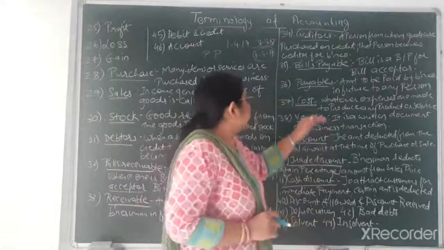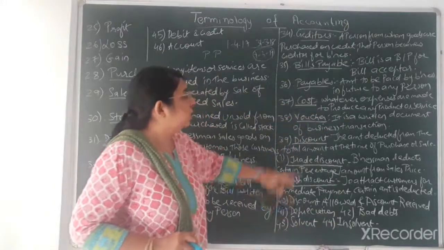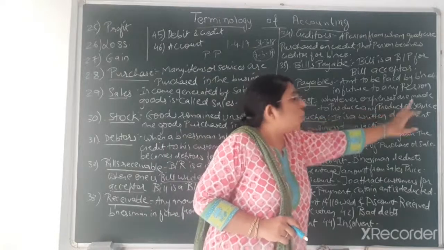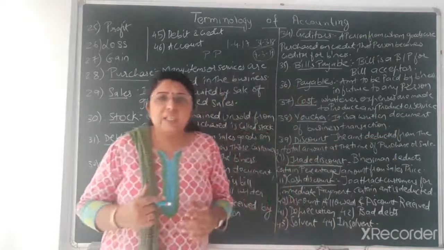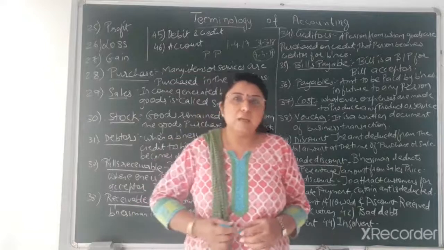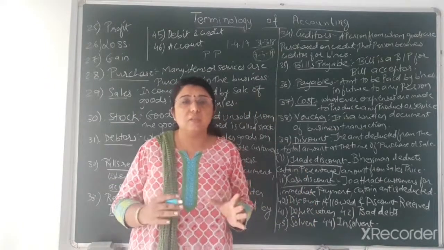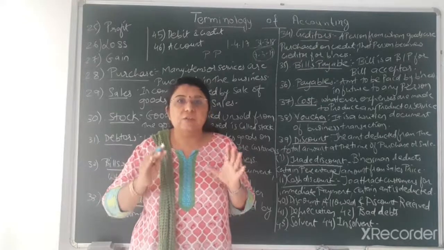Okay. Next one, that is cost. Whatever expenses are made to produce any product or service. Now whatever the expenses that we are making, many kinds of expenses we have to make in order to run the business, in order to manufacture the goods.